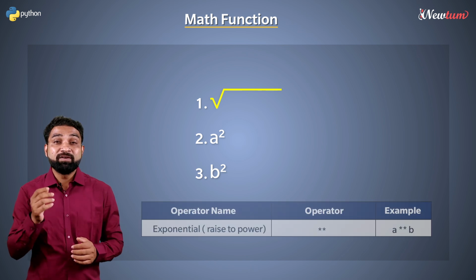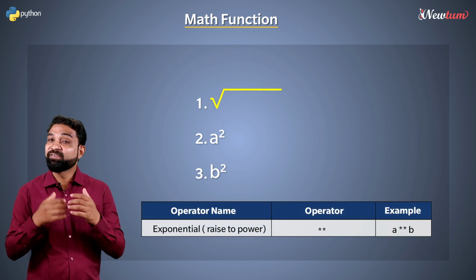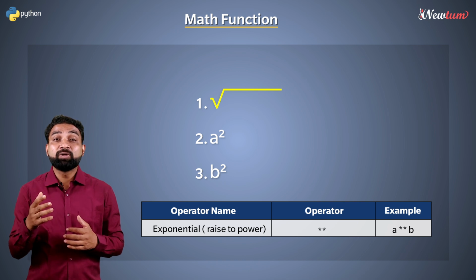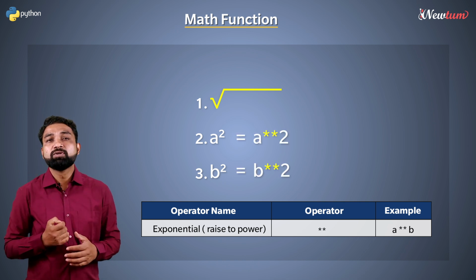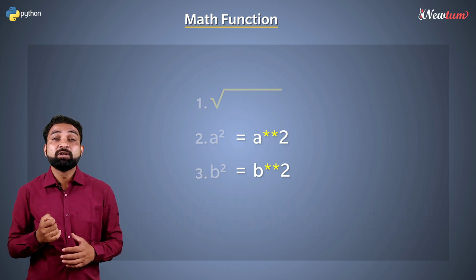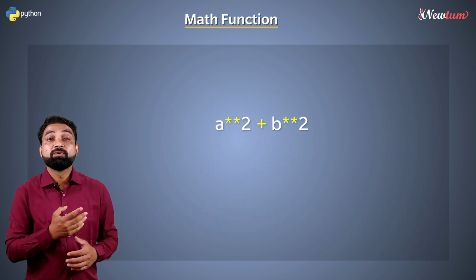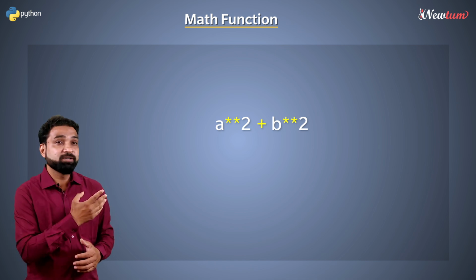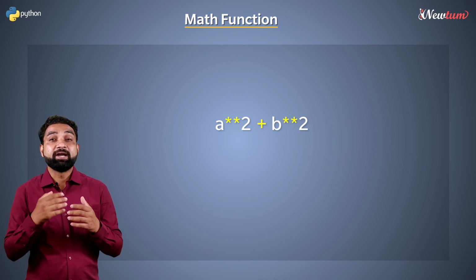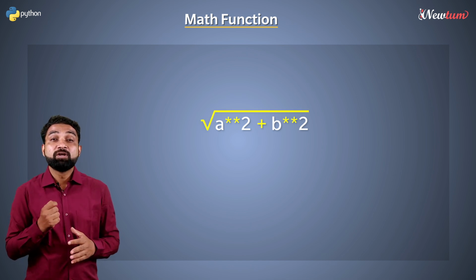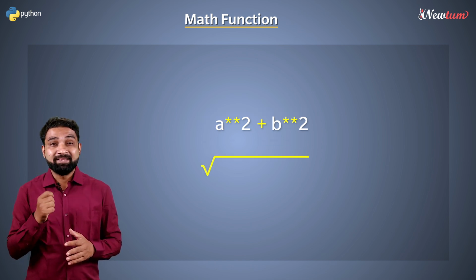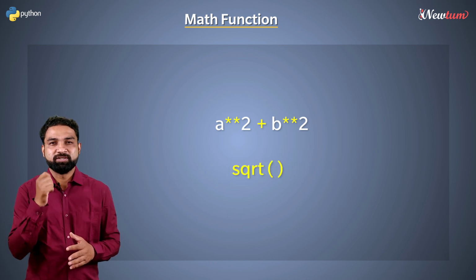You remember we have studied exponential operators in our previous session. In Python, to calculate a square, we use a star star 2. So, this equation is broken down like this. We calculate the square of each number and then do the addition. But still, the square root is pending. To calculate the square root, Python provides the sqrt function.